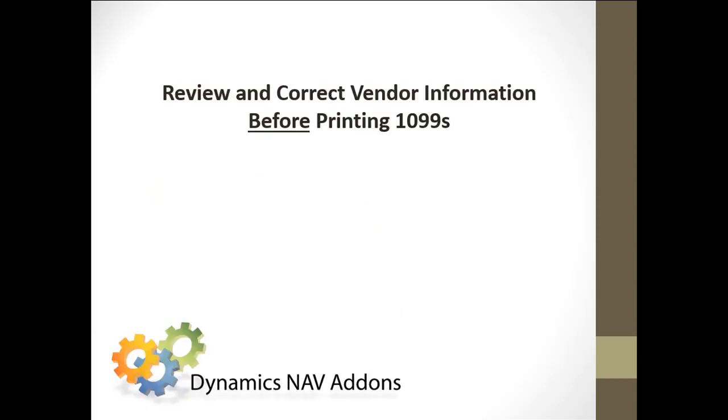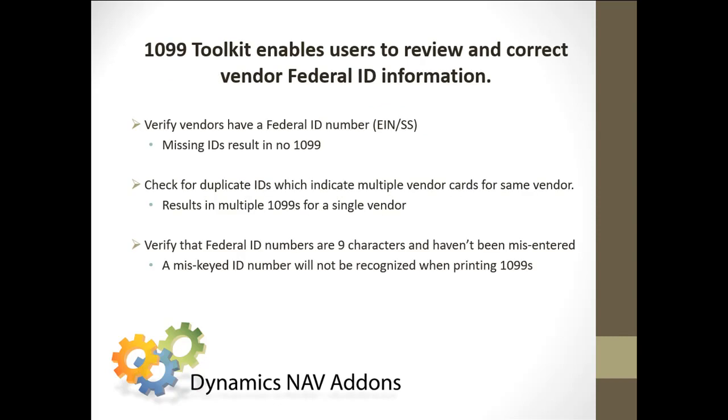The 1099 Toolkit allows you to review and correct vendor information before printing 1099s, instead of the way NAV does it, which is to print the 1099s and see if they look right, because there's no way of knowing. There are several things that could happen that would cause 1099s to be incorrect. One of them is if the federal ID information is not correct.